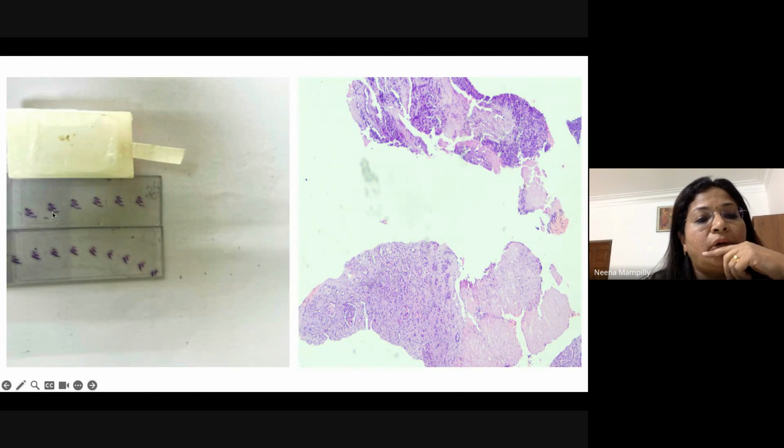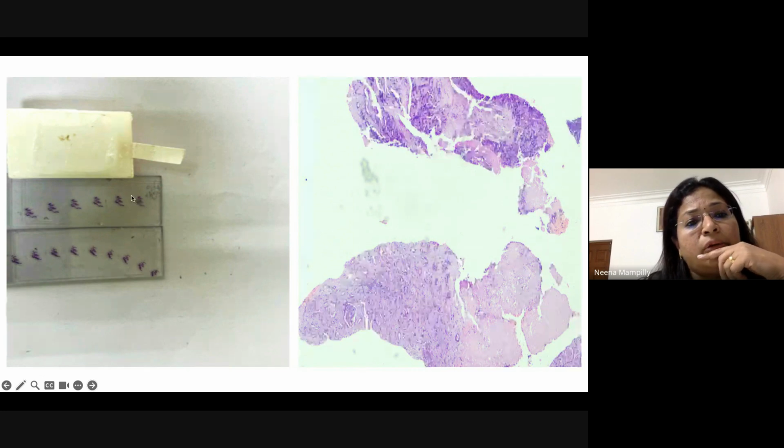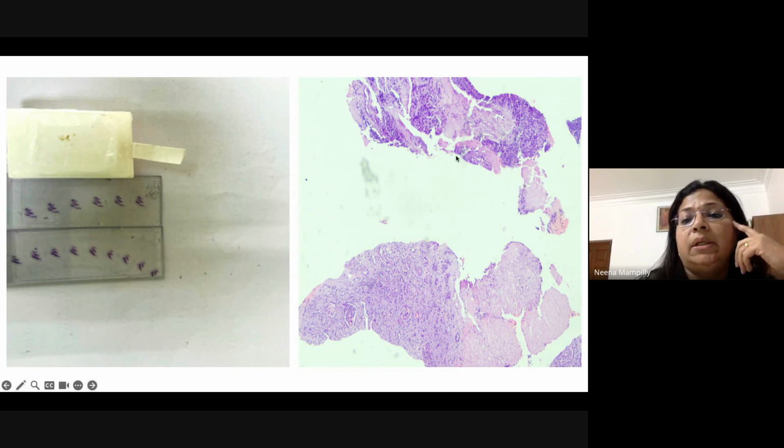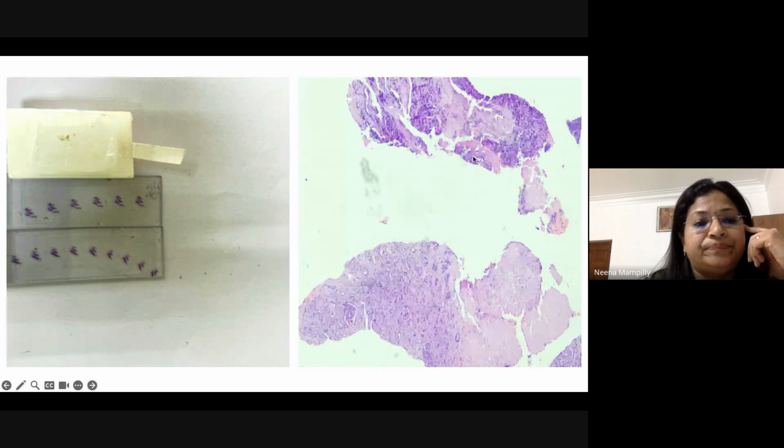You can see already so many sections, 12 or 20 sections of H&E have already been done on this tiny weeny bit of tissue, and the block is almost exhausted. And looking at the slides, most of it was normal renal tissue. So the imaging said that it is a large suprarenal mass. Okay, and this was a tiny weeny bit of fragment showing the tumor.